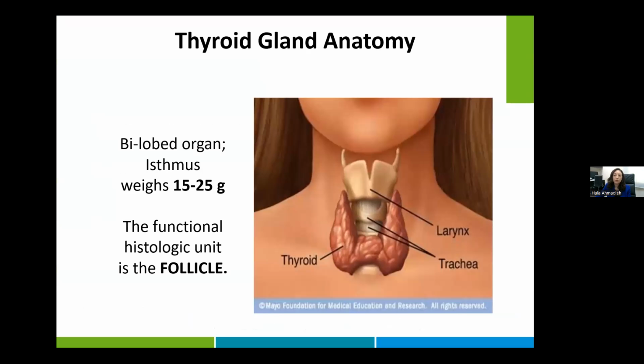To start with, let's start with the basics. The thyroid gland is a bilobed gland with an isthmus in between, located in our neck area, and weighs around 15 to 25 grams. Its functional histological unit is the thyroid follicle, responsible for the production of the thyroid hormones.